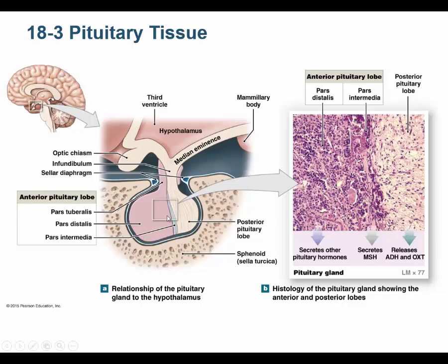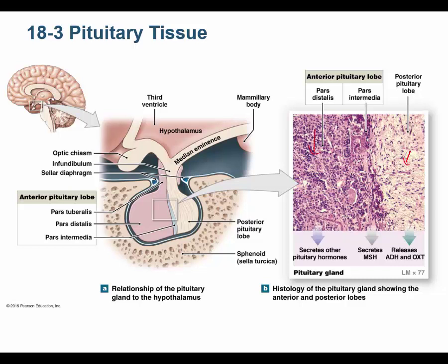You can see some pituitary histology here. You can see that the posterior lobe actually looks like nervous tissue, whereas the anterior lobe looks like epithelial tissue, which is what most of the endocrine glands are made of. Or I should say, all of the endocrine glands are made of epithelial tissue. So there's the histology of the anterior and posterior pituitary gland.